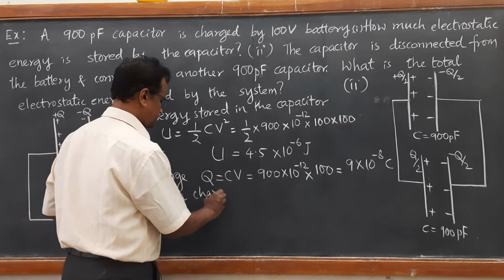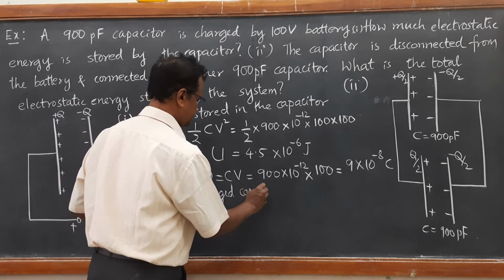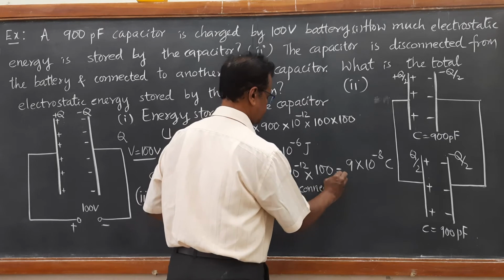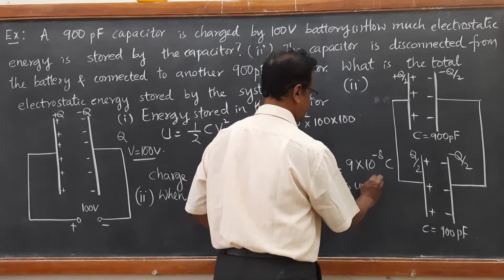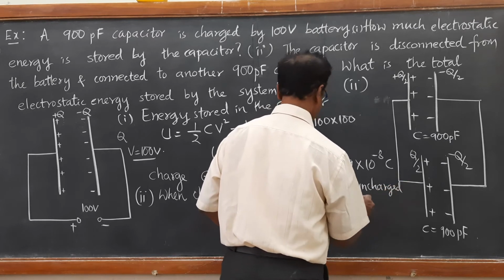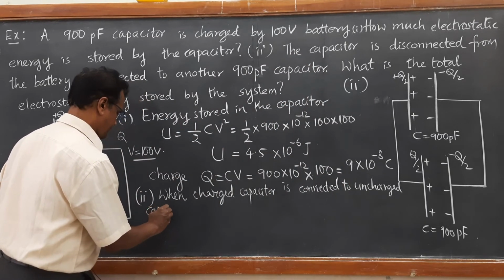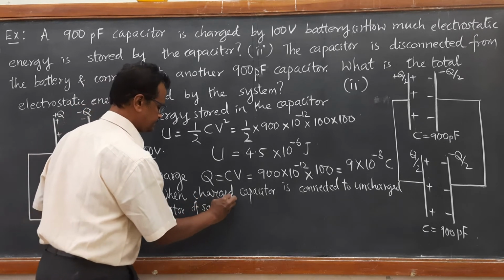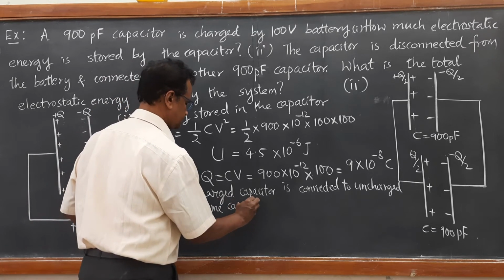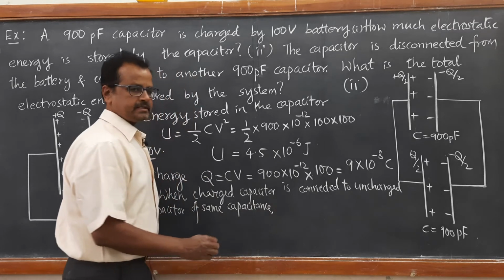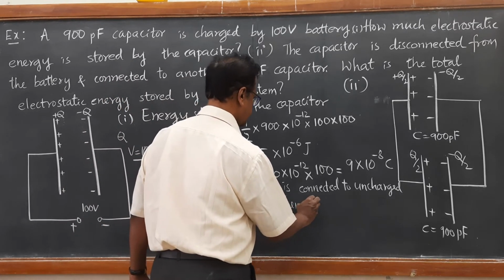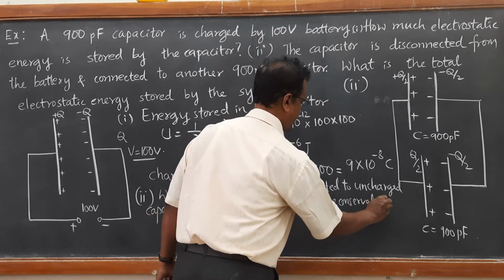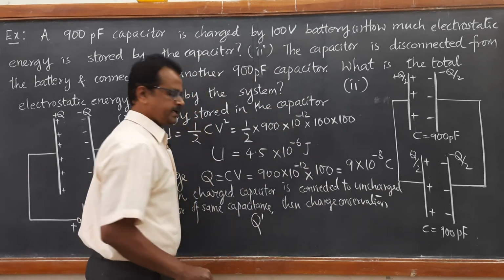When a charged capacitor is connected to an uncharged capacitor of the same capacitance, then by charge conservation, let me take it as Q dash.